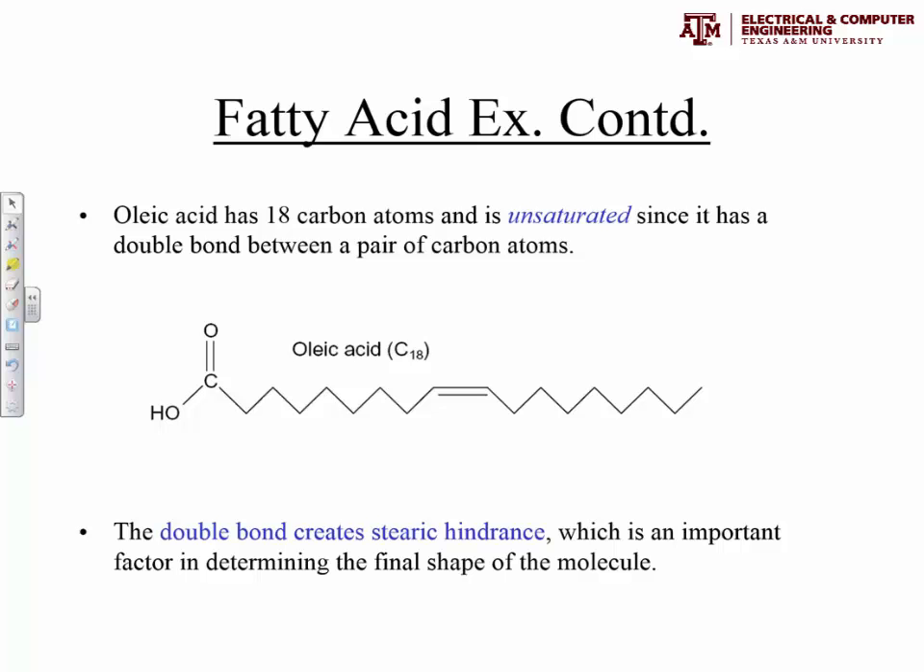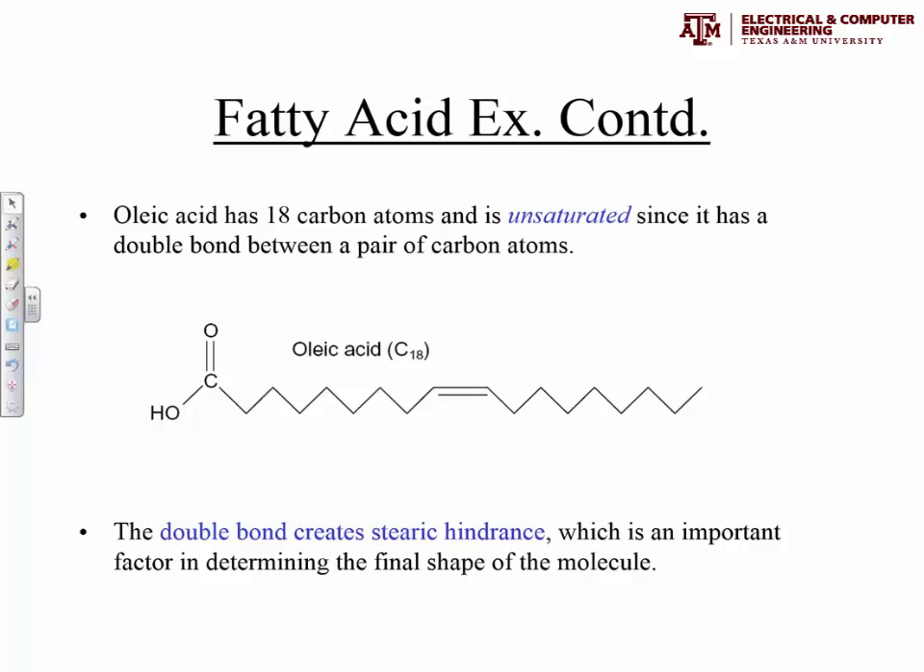So guess in which fruit or vegetable or whatever are you going to find oleic acid? Can you guess? Olive oil, yeah. Yeah, olive oil is going to have that. But this has a double bond. So this is an unsaturated fatty acid, okay?